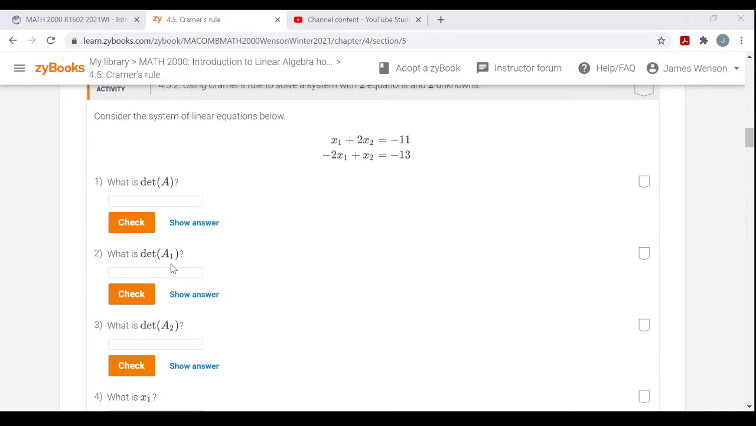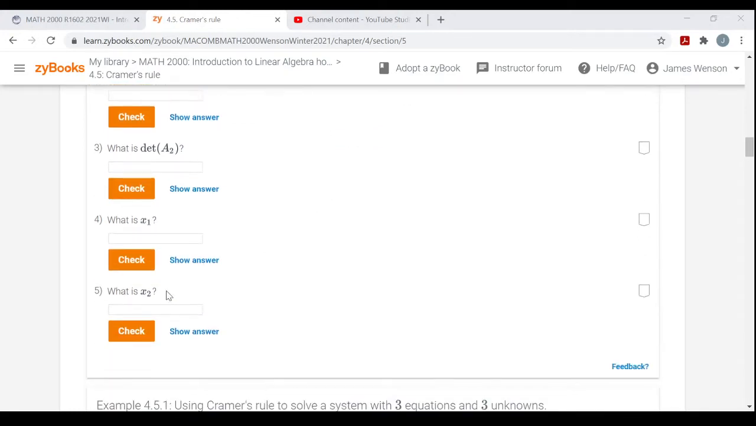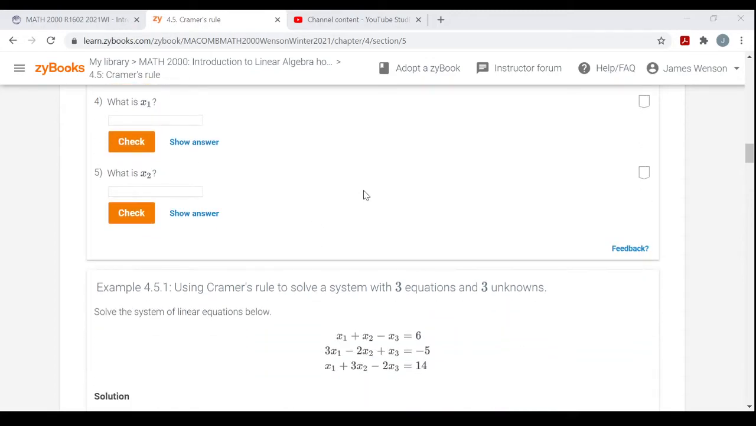Now remember, A1 is that coefficient matrix where the first column is replaced by negative 11, negative 13. And A2 is the coefficient matrix where the second column is replaced by negative 11, negative 13. Find those determinants and then divide things to get the x1 component and the x2 component of the solution. All right, so let me do this example.